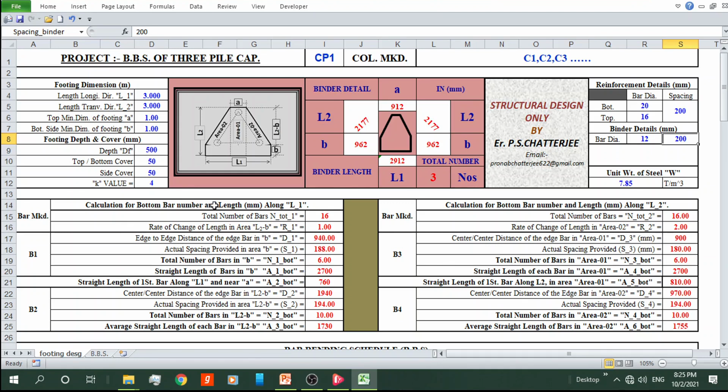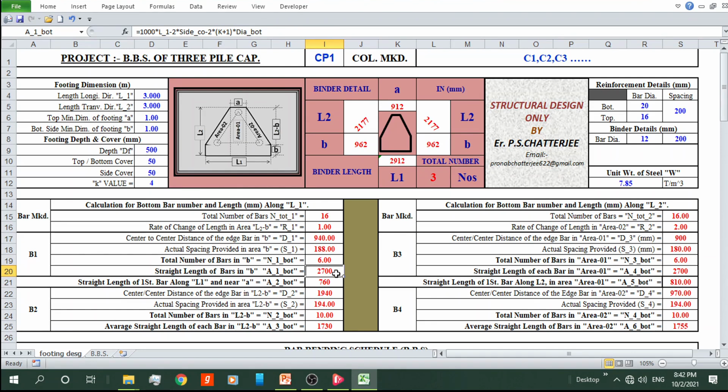Calculation of bottom bar number and length along L1, that is this direction. This is calculation of bottom bar length along L2. Center to center distance of edge bar within B is equal to this formula, and it is 940 mm. Number of bar, this D1 divided by spacing plus 1.